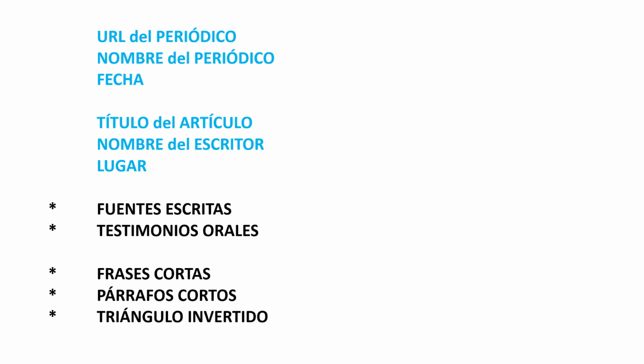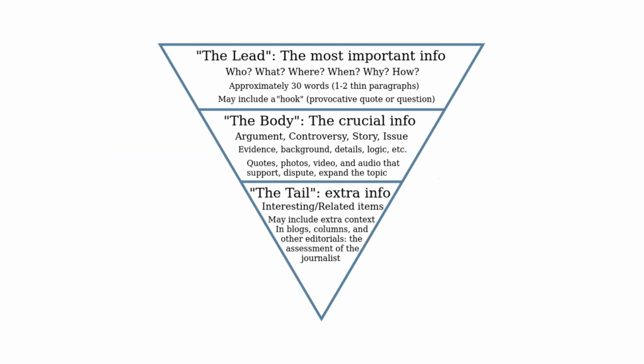Other elements of formatting include short phrases, short paragraphs, and the inverted triangle. This is not going to be like an essay where you can have really long sentences or a blog or any other kind of writing. This is going to be short, snappy, one piece of information per line, and get in and get out and tell the story. As far as the inverted triangle goes, this is what we mean by that.